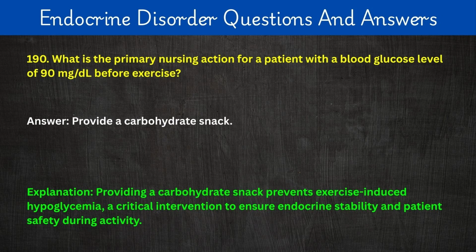190. What is the primary nursing action for a patient with a blood glucose level of 90 milligrams per deciliter before exercise? Answer: provide a carbohydrate snack. Explanation: providing a carbohydrate snack prevents exercise-induced hypoglycemia, a critical intervention to ensure endocrine stability and patient safety during activity.